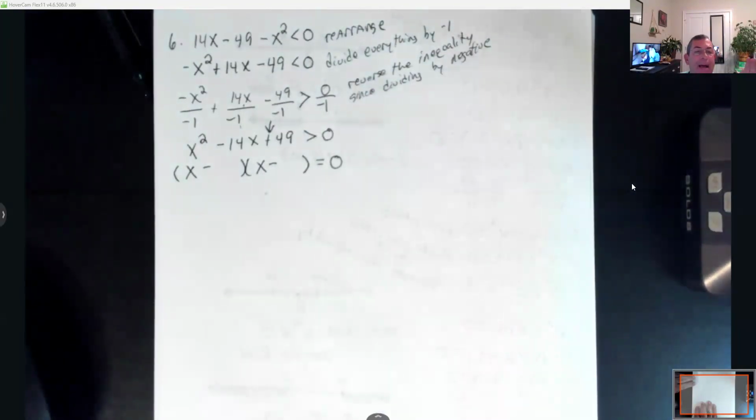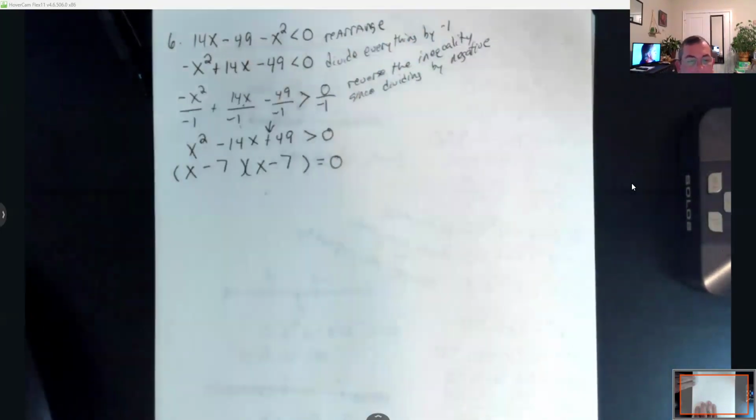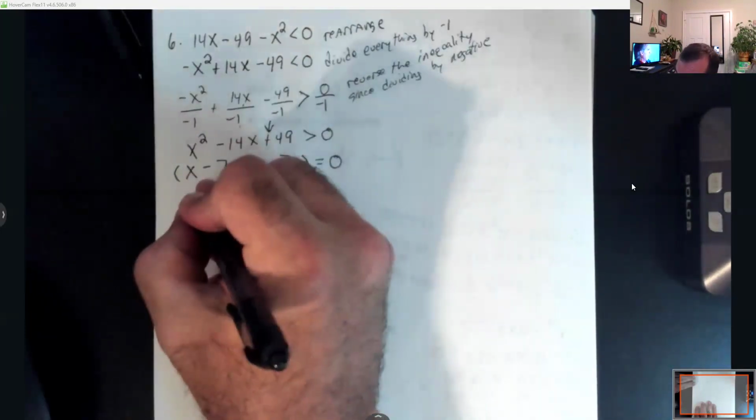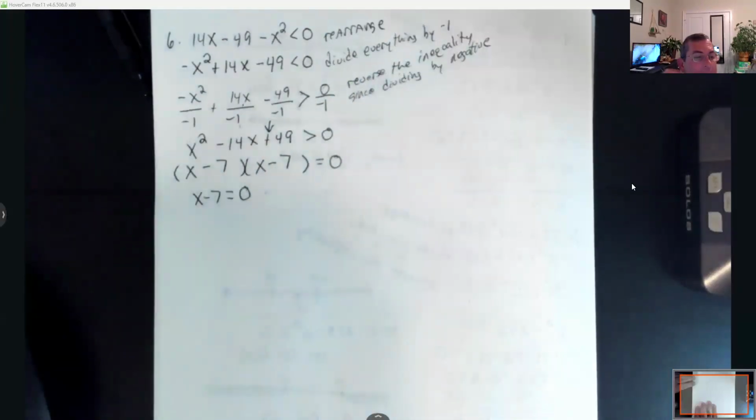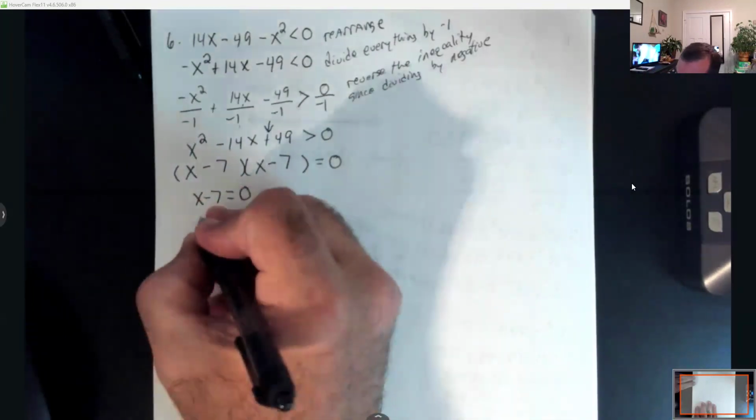All right, y'all, so I need my factors of 49 that will equal 14. So 7 and 7. Good job. Well, y'all, these are repeating factors. So to solve it, all I got to do is set one of these equal to 0 and solve it.